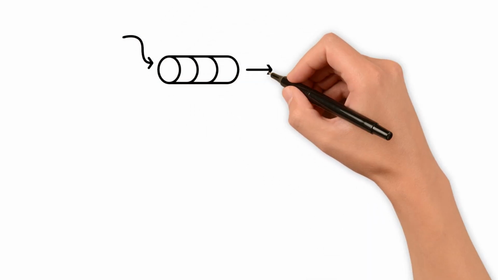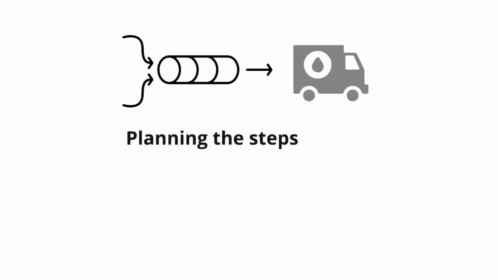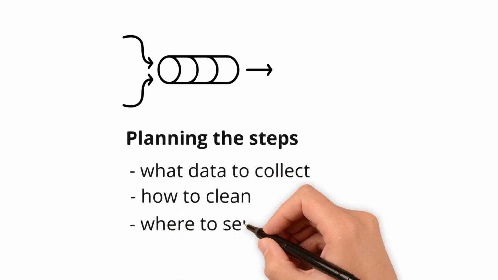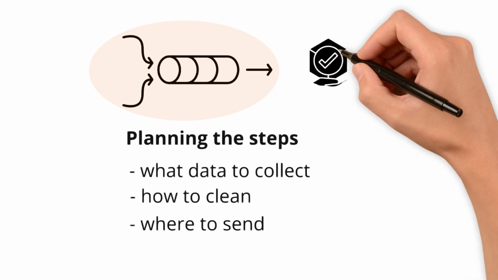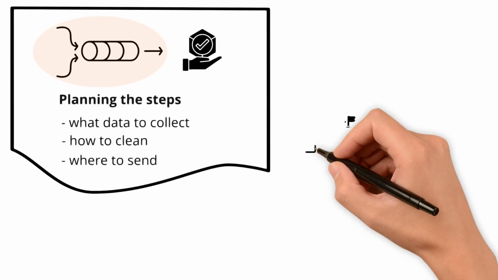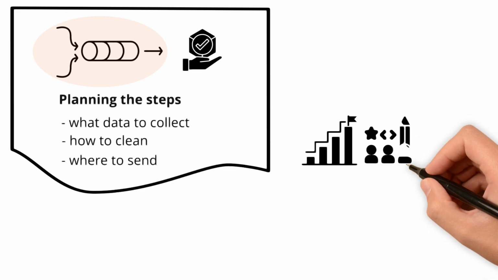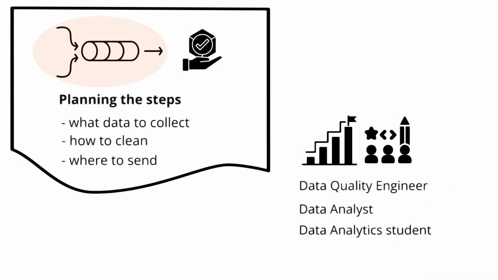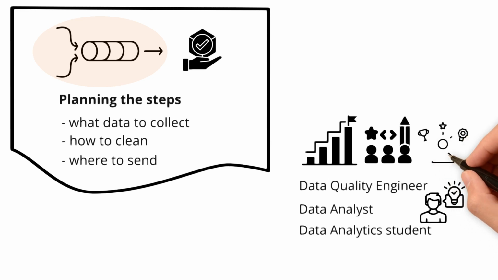Building a data pipeline involves planning these steps, just like designing an efficient water delivery system. You define what data to collect, how to clean it, and where to send it. Data pipelines play a crucial role in making data usable and powerful. By understanding their components and applications, you're taking a big step towards becoming a data engineering pro. No matter your role in the data world, data quality engineer, data analyst, or if you are a data analytics student, understanding data pipelines is essential for success in your role.